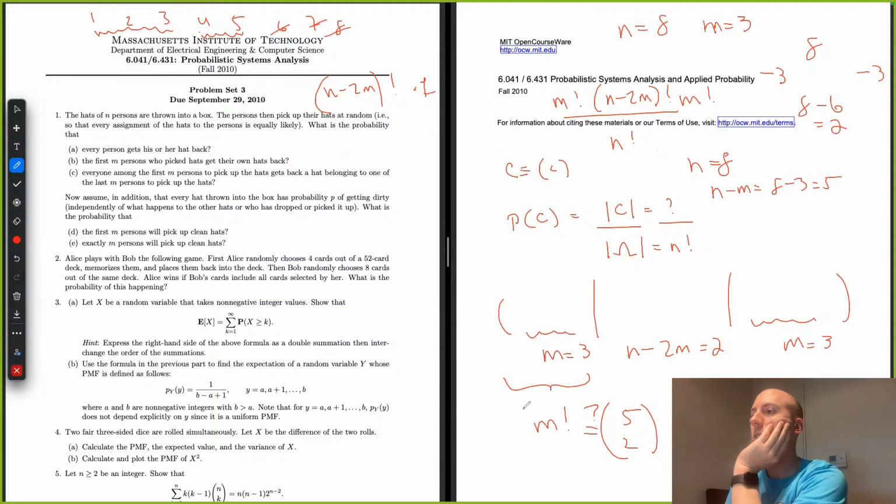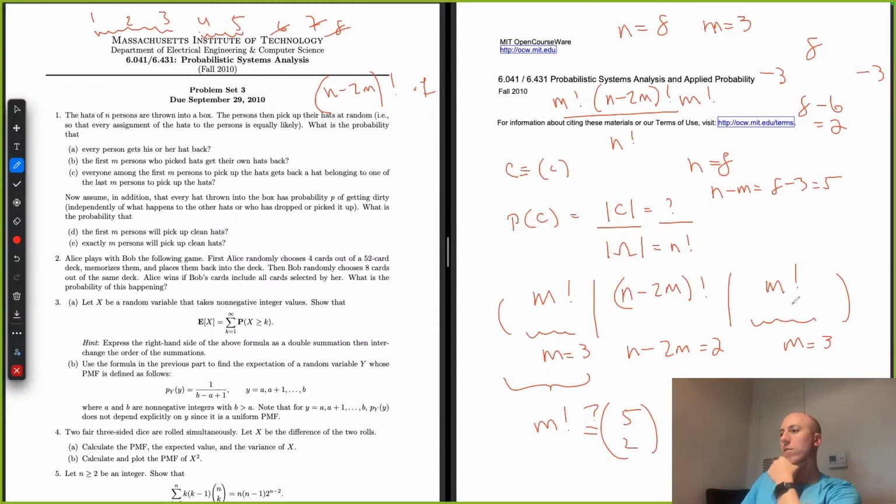How many ways? You permute all these guys n factorial ways, and then here you permute these guys n minus 2m factorial ways, and then you can still permute these guys m factorial ways. So that's how many there are. And then you just divide that by n factorial.